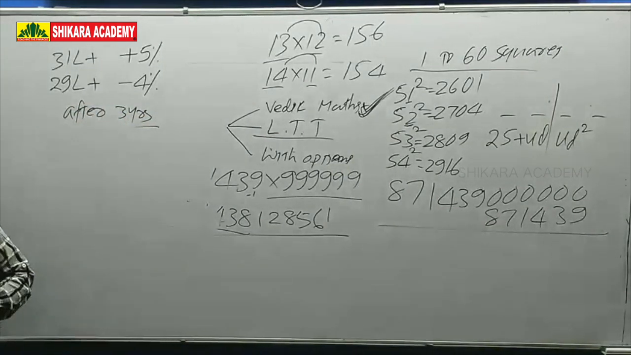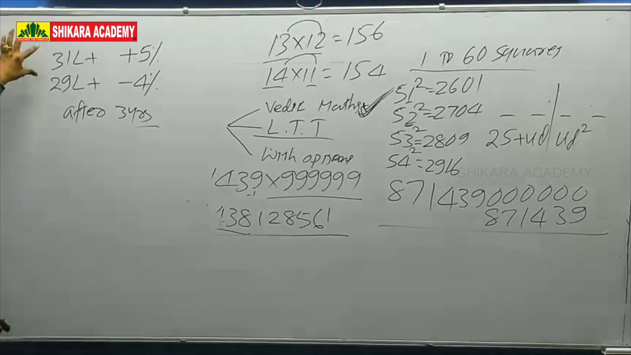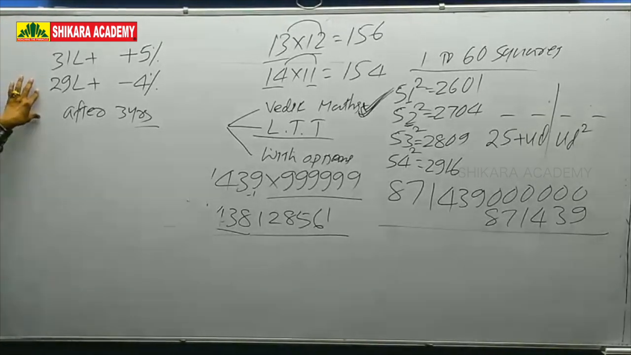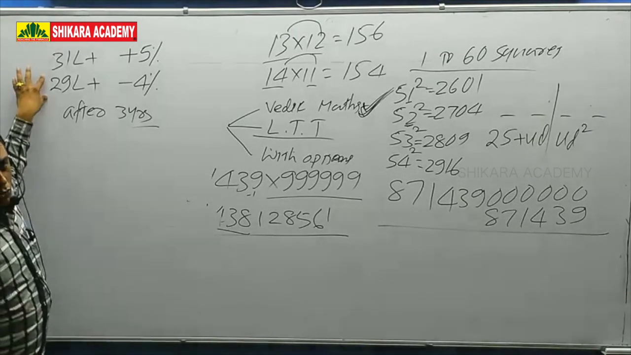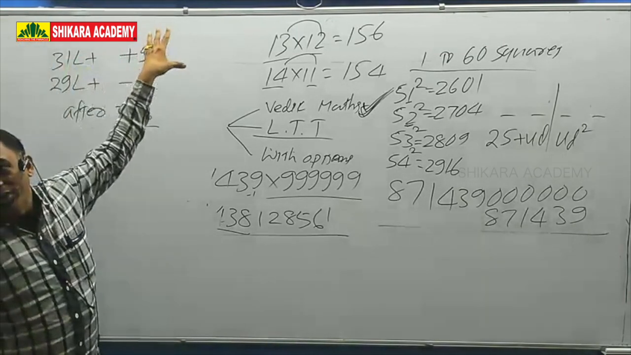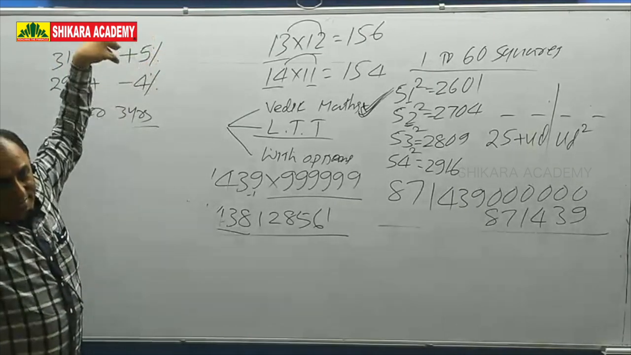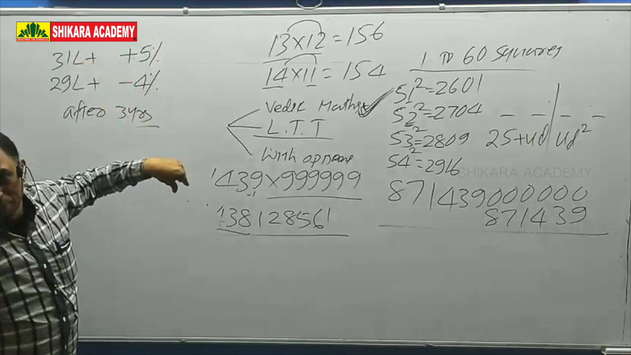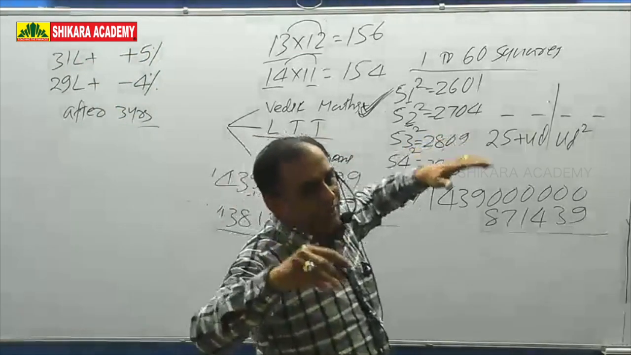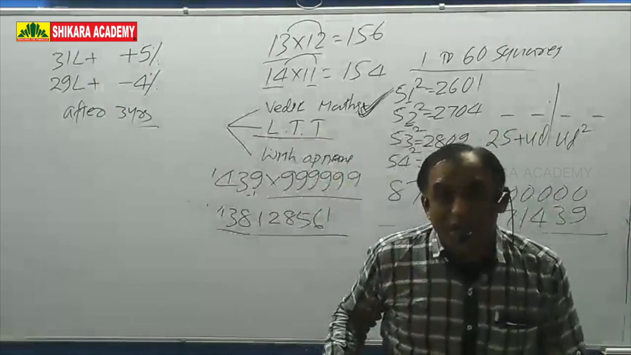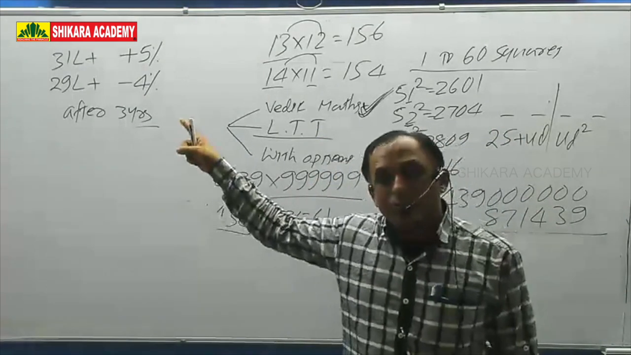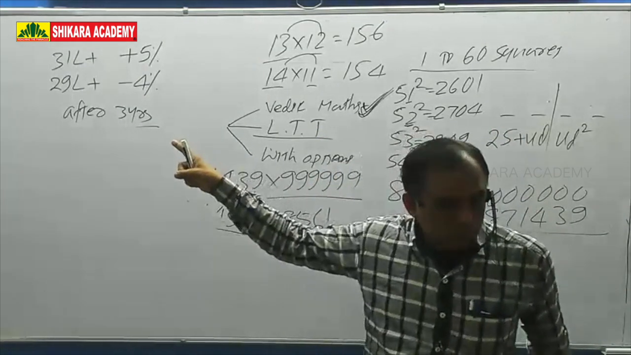Once again, listen to the question. A person purchased two houses. The first house cost is 31 lakh something, the second house cost is 29 lakh something. The first house rate is increased by 5% per annum. The second house rate is decreased by 4% per annum. Then what is the difference between the value of the two houses after 3 years? This is a sub-inspector police question.